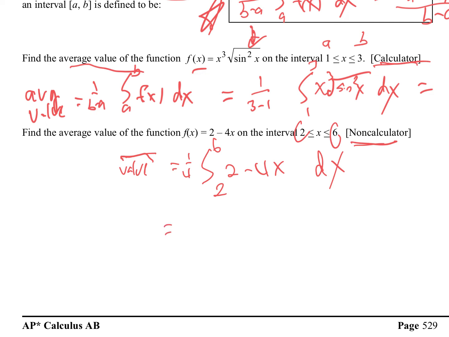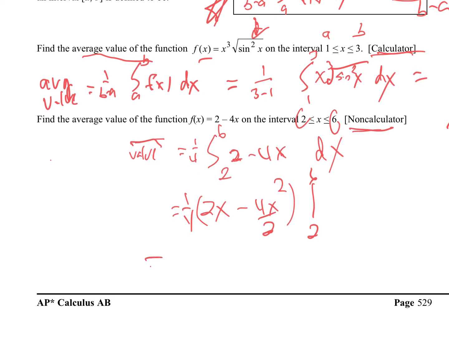A constant 2 becomes a 2x. 4x becomes an x squared, dividing by 2, from 2 to 6. But don't forget, the whole thing was being divided by 4. So I'm going to keep that. I could have put 1/4 in front. It doesn't really matter. If that makes you happier, then I could go all of that times 1/4. It works for me, so I'll keep it that way.